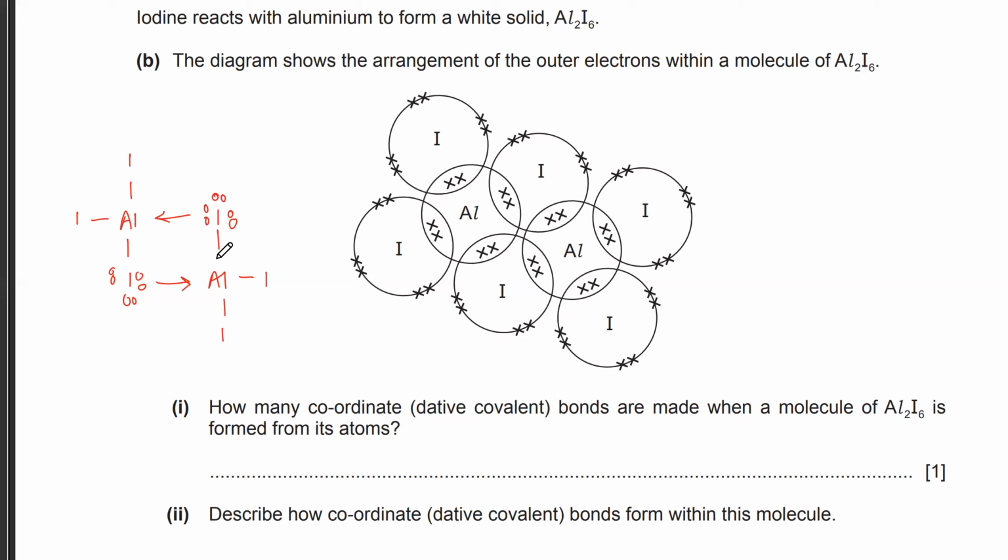Okay. So they end up forming dative bonds. Now how many coordinate bonds? There's going to be 2 of them. This one I think is a dative bond, and this one over here is a dative bond between iodine and Al. The fourth one. Is that clear?